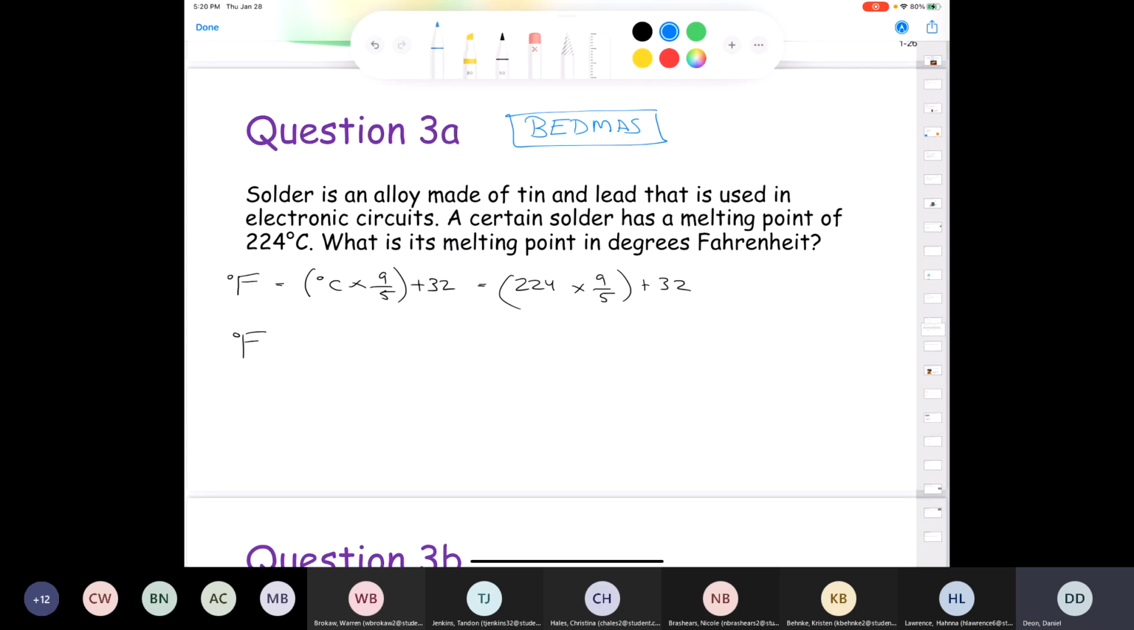Yeah, PEMDAS. Okay. So BEDMAS or PEMDAS, whatever you want to call it.